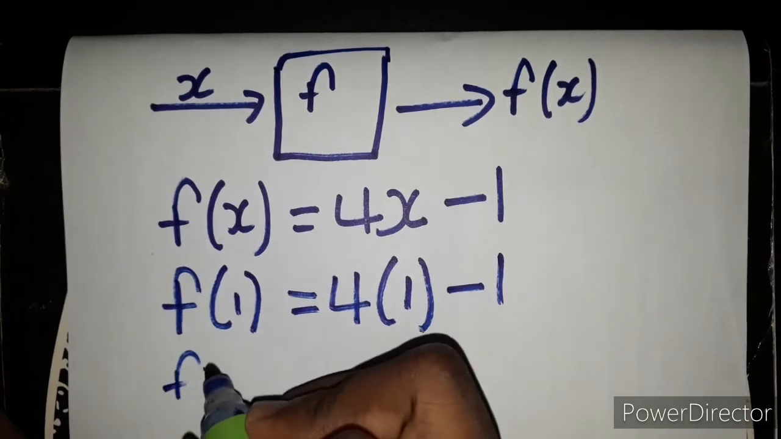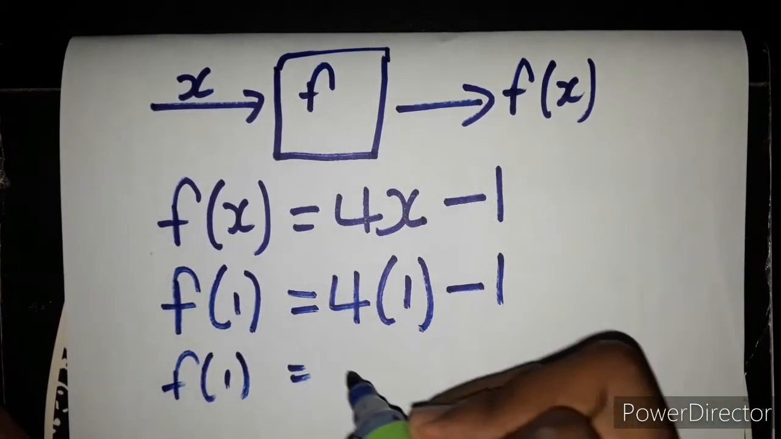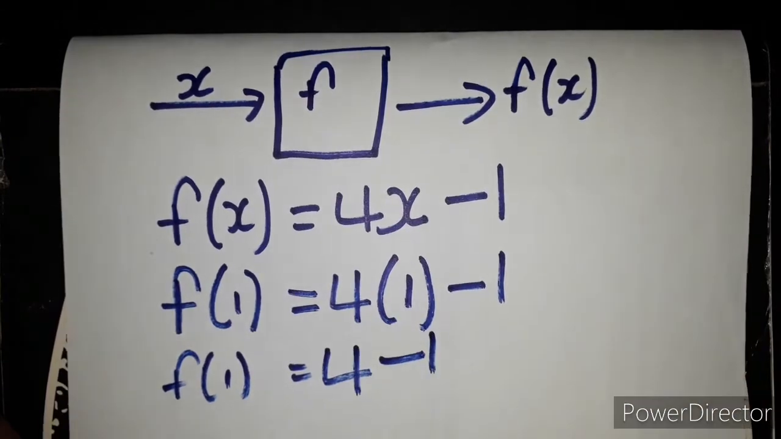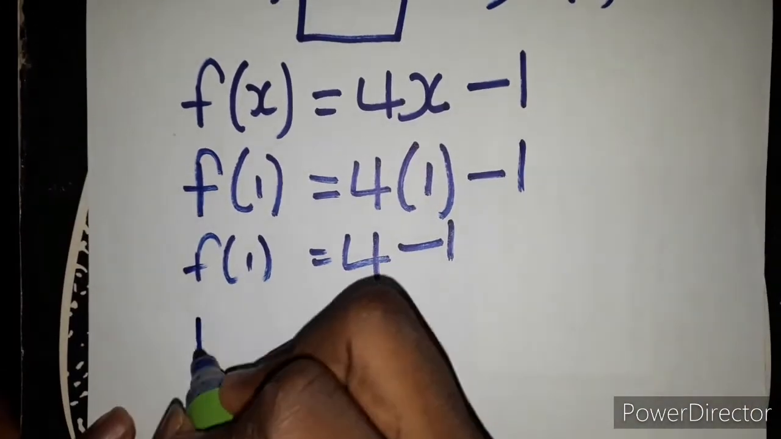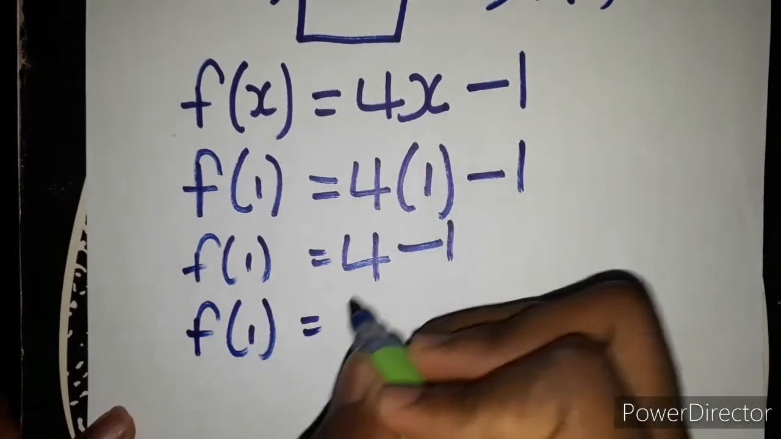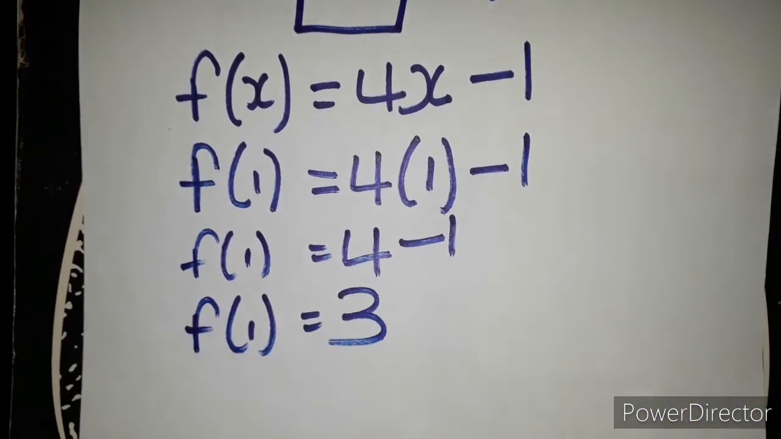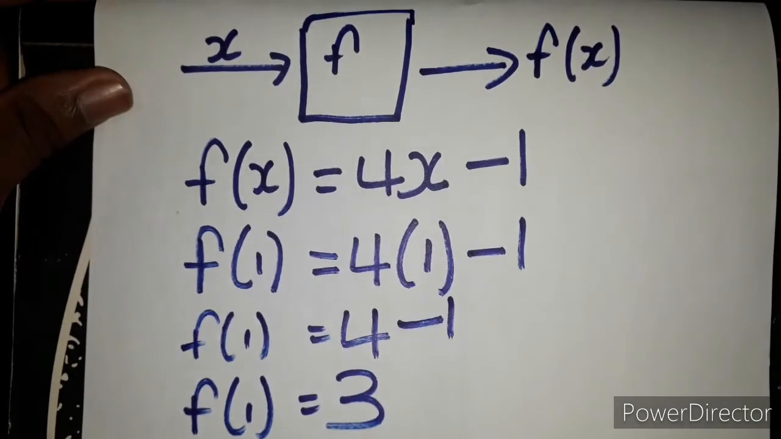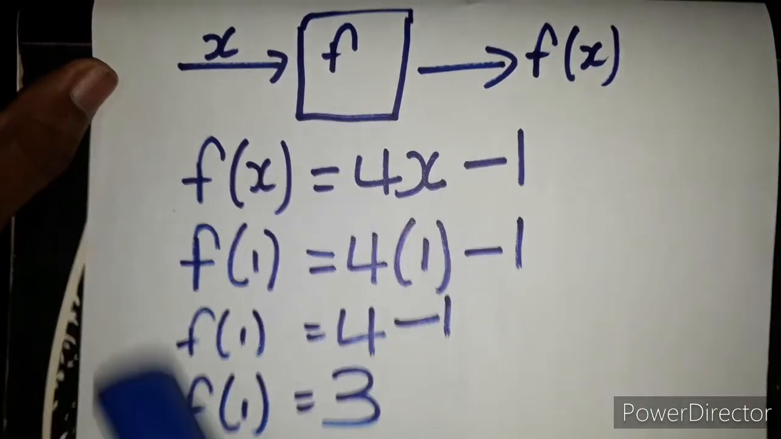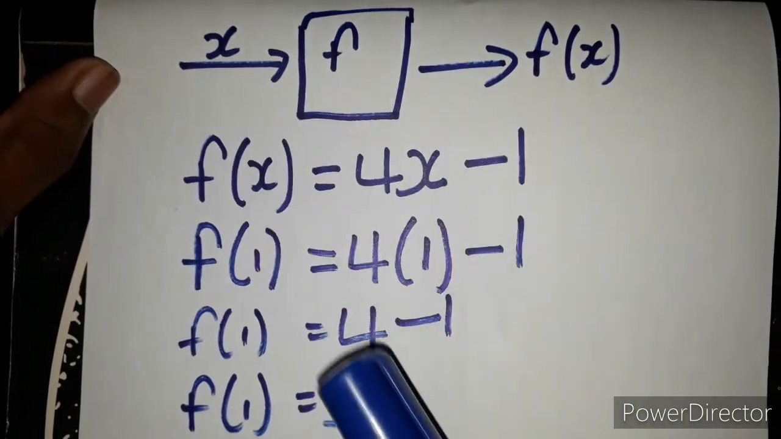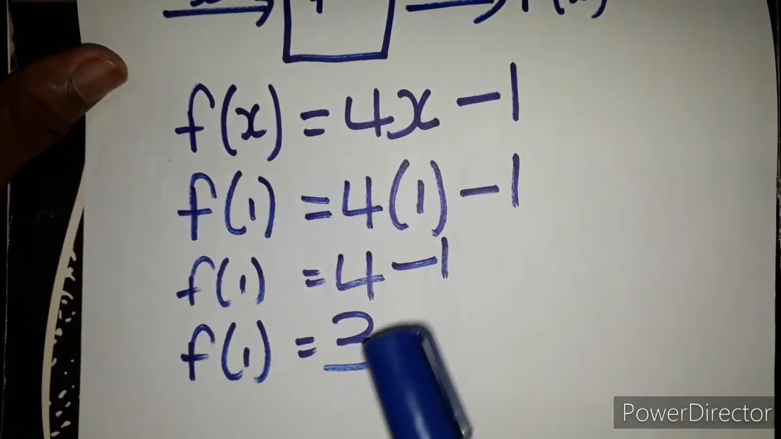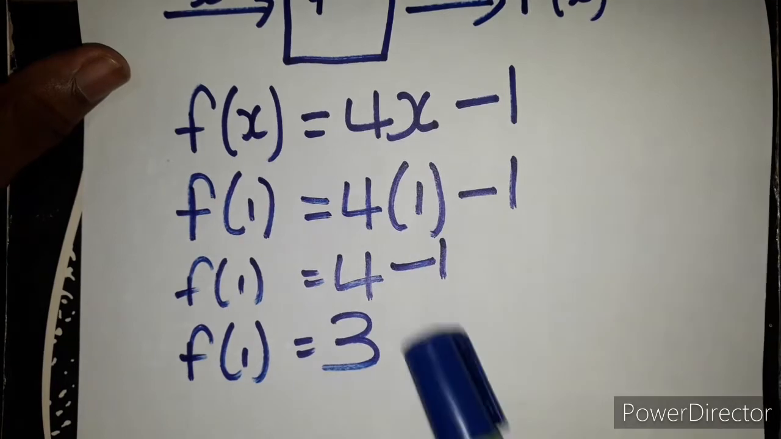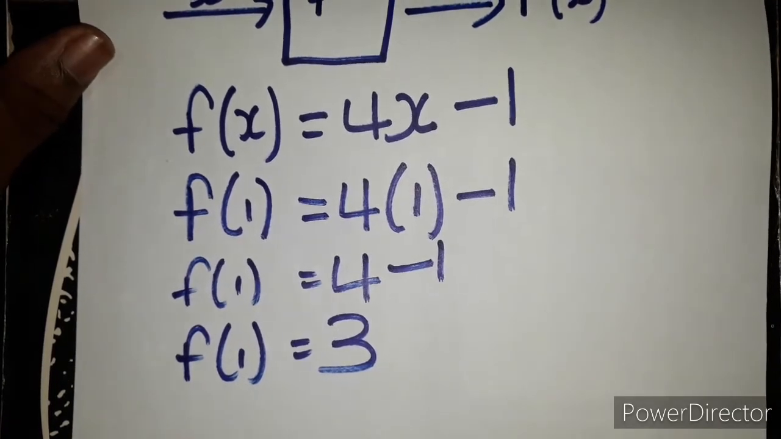f of 1 will be 4 times 1, which is 4, subtract 1, which will give you 3. So the value of f of 1 is 3. Just like in the illustration, we inputted an x value and we got a corresponding value, and this value will be the y value, right? Alright, so that is a very easy example. So let's look at example 2.